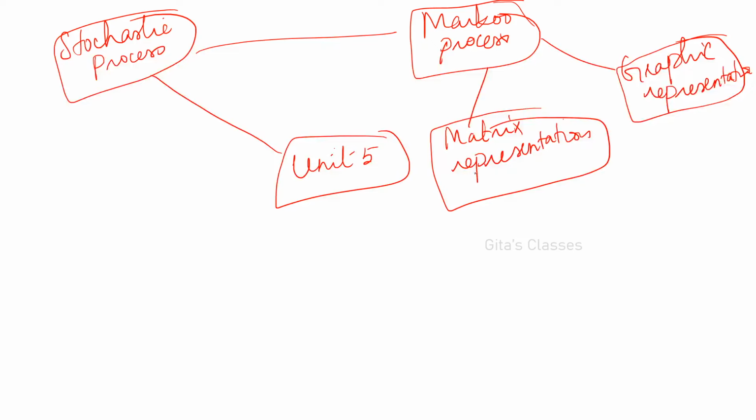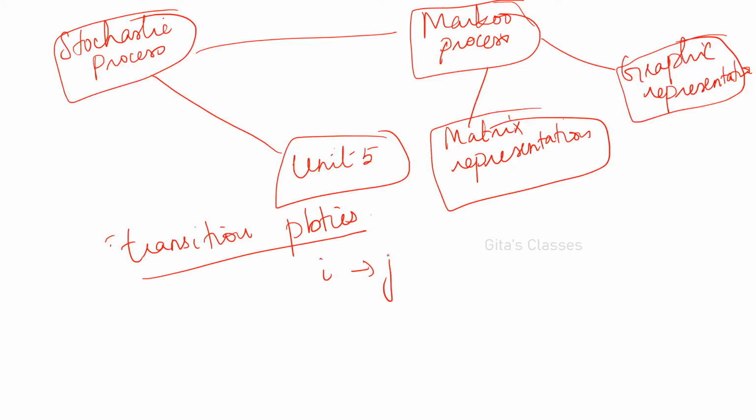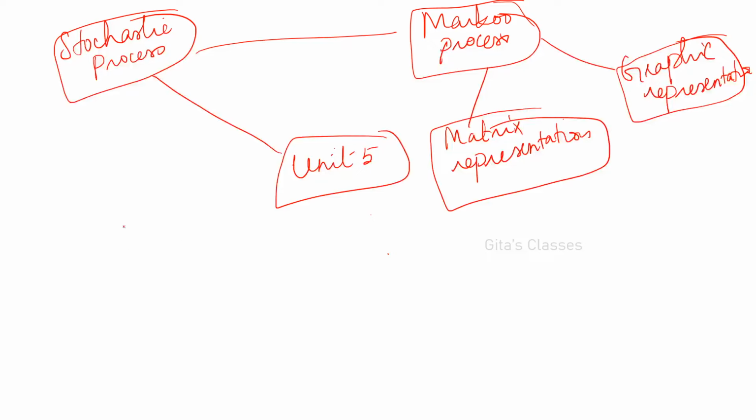So, n-step transition. Transition, from the name itself you can understand. Matrix representation means we are writing the transition probabilities. Transition means what? From one state i to j. What is the probability that the state will move from i to j? That is the transition probability. If you write all those probabilities, then it will constitute the transition probability matrix, which represents the Markov process.